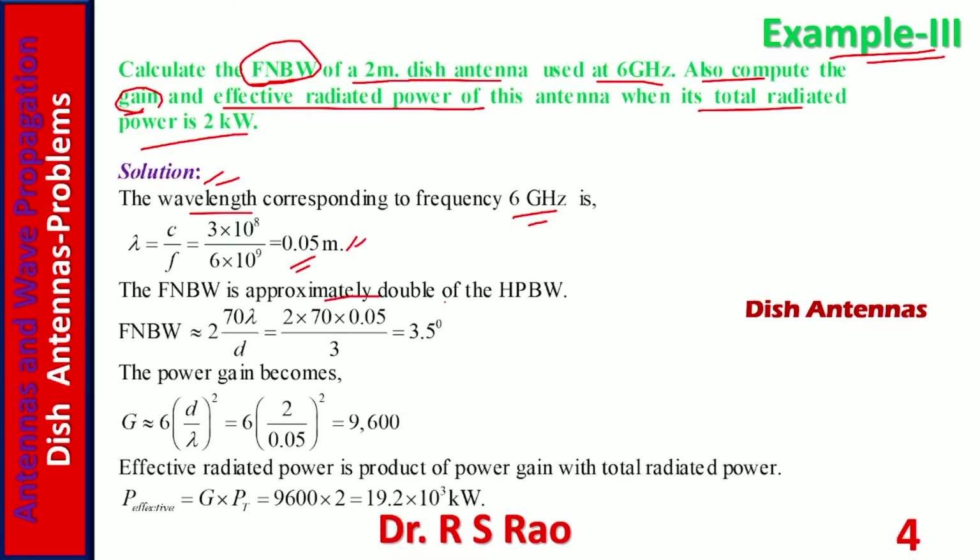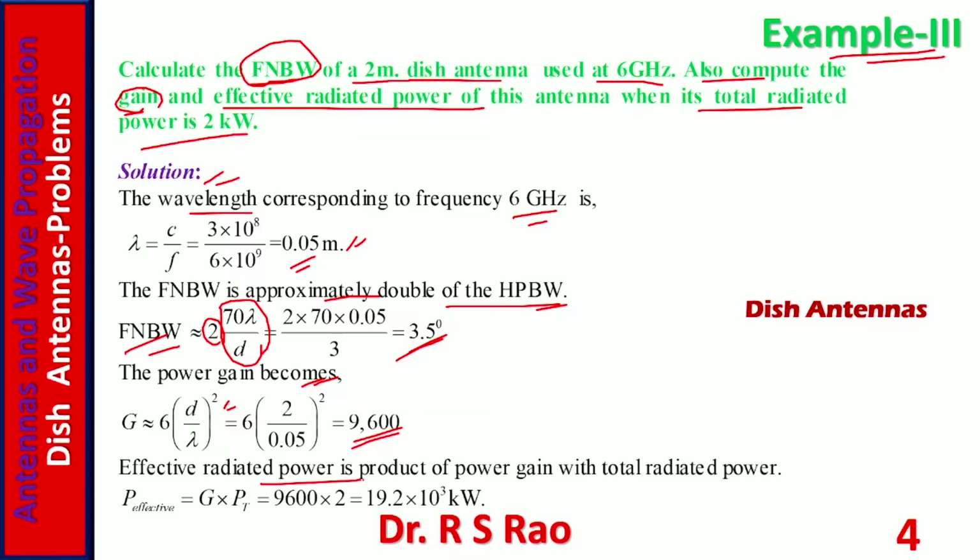First null beam width is approximately double of half power beam width. We know it well. So first null beam width is 2 times half power beam width, which is 70 lambda by D for a dish antenna. Substituting values of lambda and D, we will be getting first null beam width as 3.5 degrees. Then we move to power gain. Power gain is given by the formula 6 times (D over lambda) square. Substituting the available values for D and lambda, one can get G easily. In the present case, it turned out to be 9600.